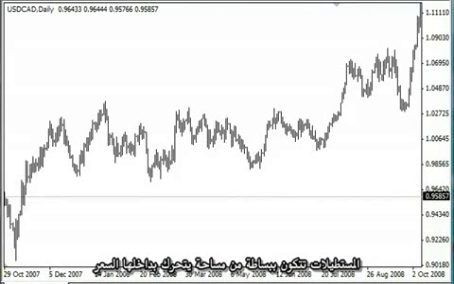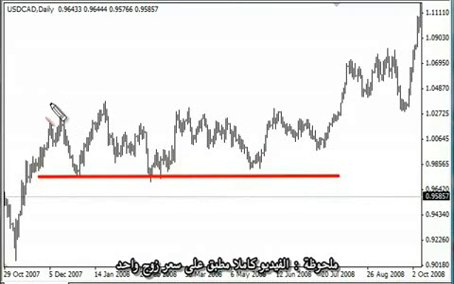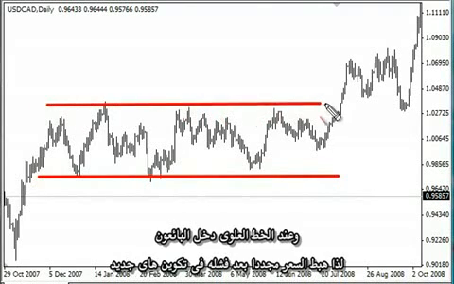The rectangle is formed by simply two areas that come into play. In this area here, you can see that the buyers had an interest in elevating the price of the currency pair, and in this area here, the sellers came in and felt that the price had gotten too high.